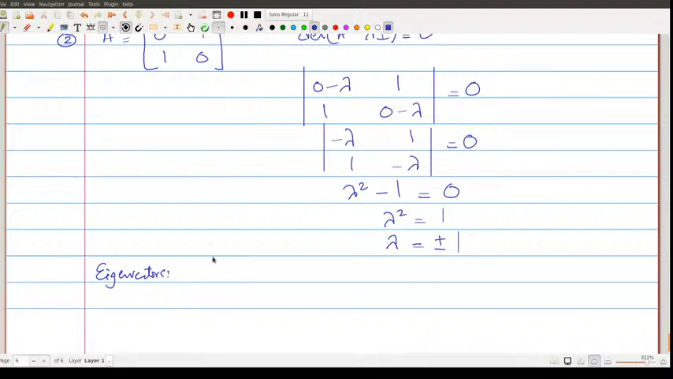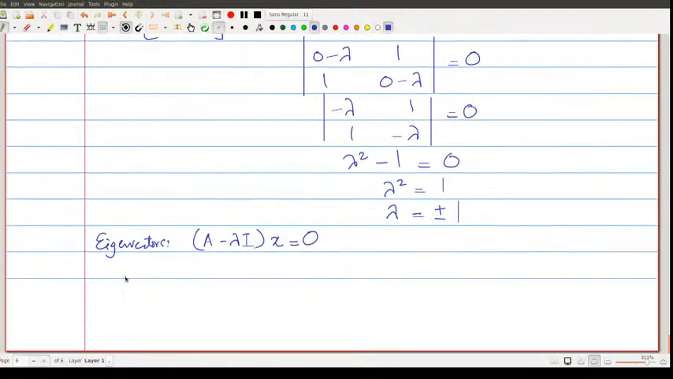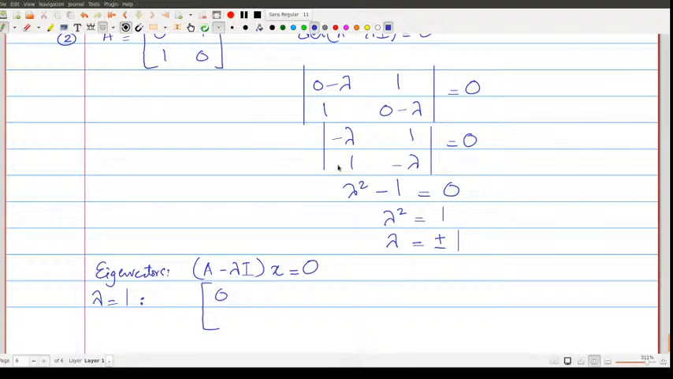So the eigenvectors are going to be 0, 1, 1, 0. For the eigenvectors, remember we have to solve A minus lambda I times x equals 0. So I need to solve this equation for x. First we do it for lambda equals 1. What do we get? This was A minus lambda, right? So I can write this as minus 1, 1, 1, minus 1. This is nothing but A minus lambda I.